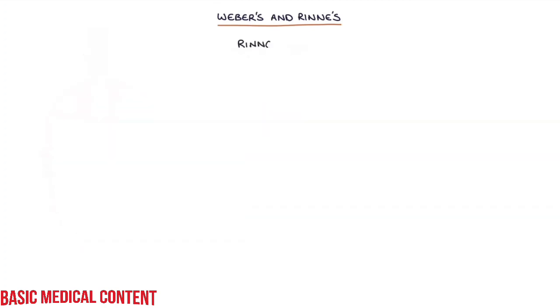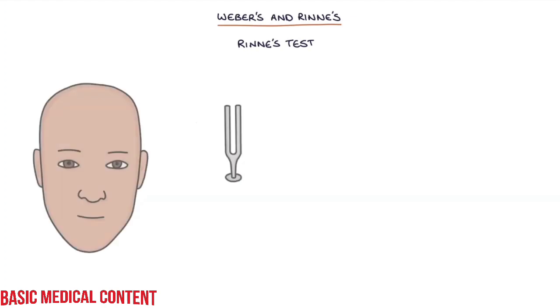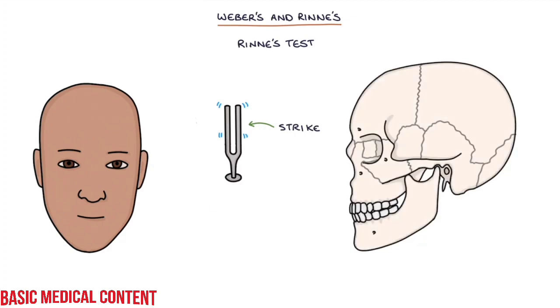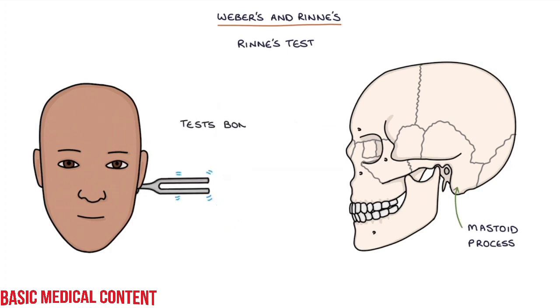Next, let's talk about Rinne's test. To perform Rinne's test, strike the tuning fork to make it vibrate and hum. Then place the flat end on the mastoid process, which is the bony lump behind the ear, and this tests for bone conduction. The sound will be transmitted through the bones straight into the cochlea, and the patient will hear a humming noise.